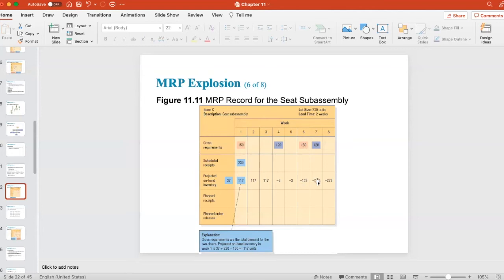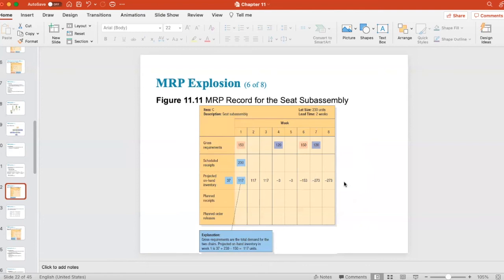Okay, the same logic for week 7. You will find out that if we further use another 120 to produce kitchen chairs, your ending inventory of subassembly will be -273. And then finally within week 8, without any new replenishment and also without any new usage of your subassembly, your ending inventory will be -273. So without any replenishment, the inventory record is showing this way.